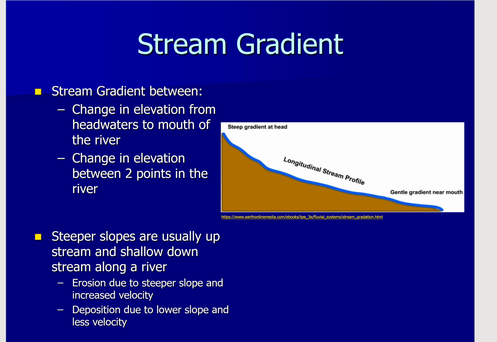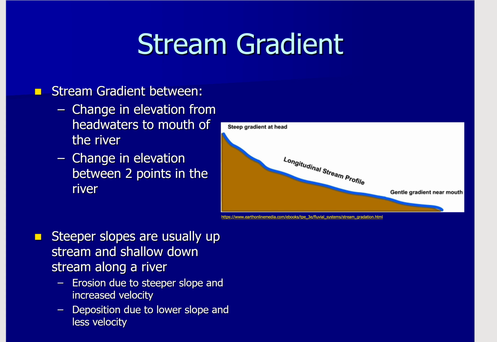A stream gradient then is how steep the stream is. Sometimes we call it the profile of the river or the profile of the stream. We're just measuring the difference in elevation between two locations on that river. Those two locations can be rather close together, a couple of feet, or they can be hundreds and hundreds of miles apart. And you average out all of the different stream gradients to get an average stream gradient when you're talking about long distances like that.